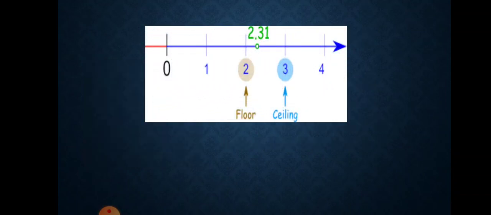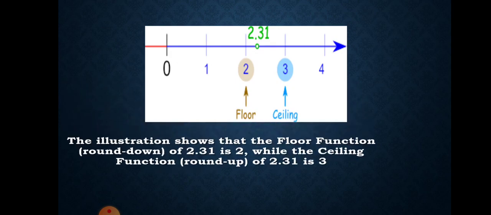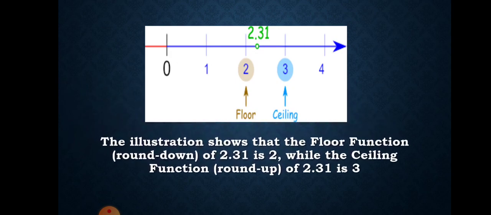For us to elaborate the meaning of floor and ceiling function, halimbawa, meron po tayong ipa-plot na point 2.31. The illustration shows that the floor function or round down of 2.31 is 2, while the ceiling function round up of 2.31 is 3. So, ibig sabihin, yan po ang ibig sabihin ng floor and ceiling function for you to learn more.